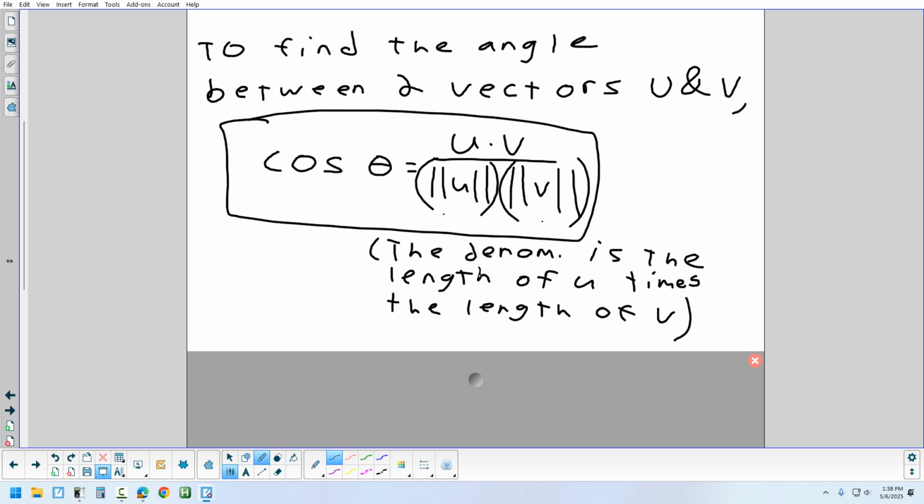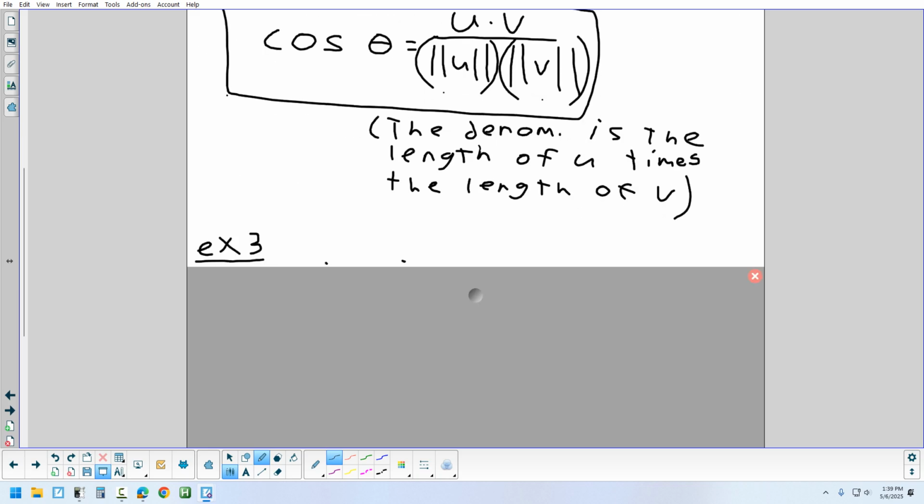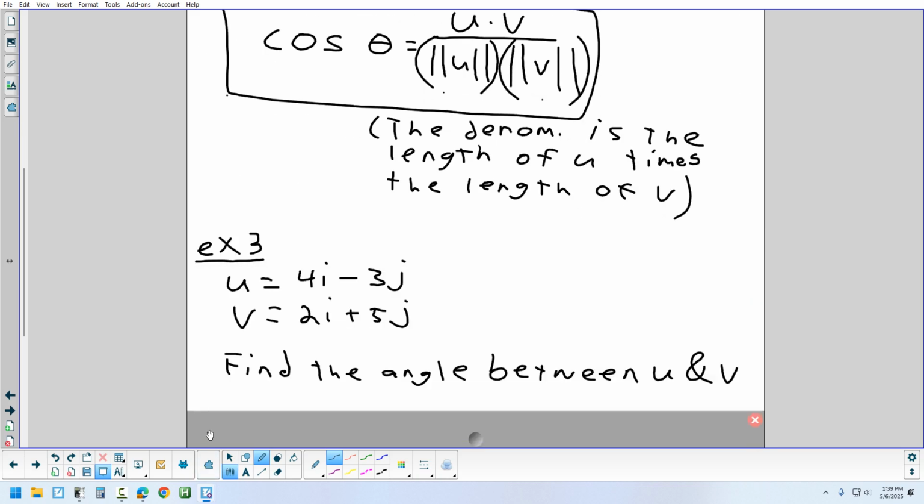Okay, does everybody have the formula for finding the angle between two vectors? Yes. Okay, that's the point of the dot product. It helps you to find the angle. All right, so let's find the angle between those two vectors.